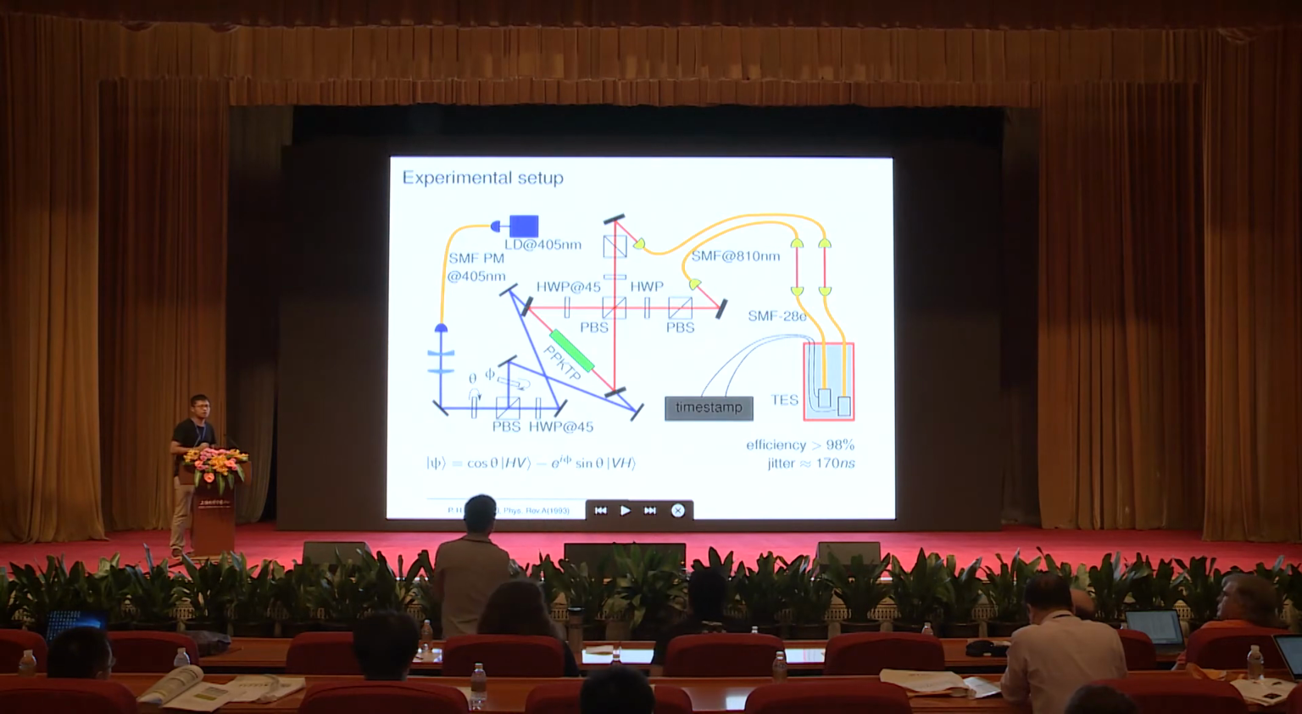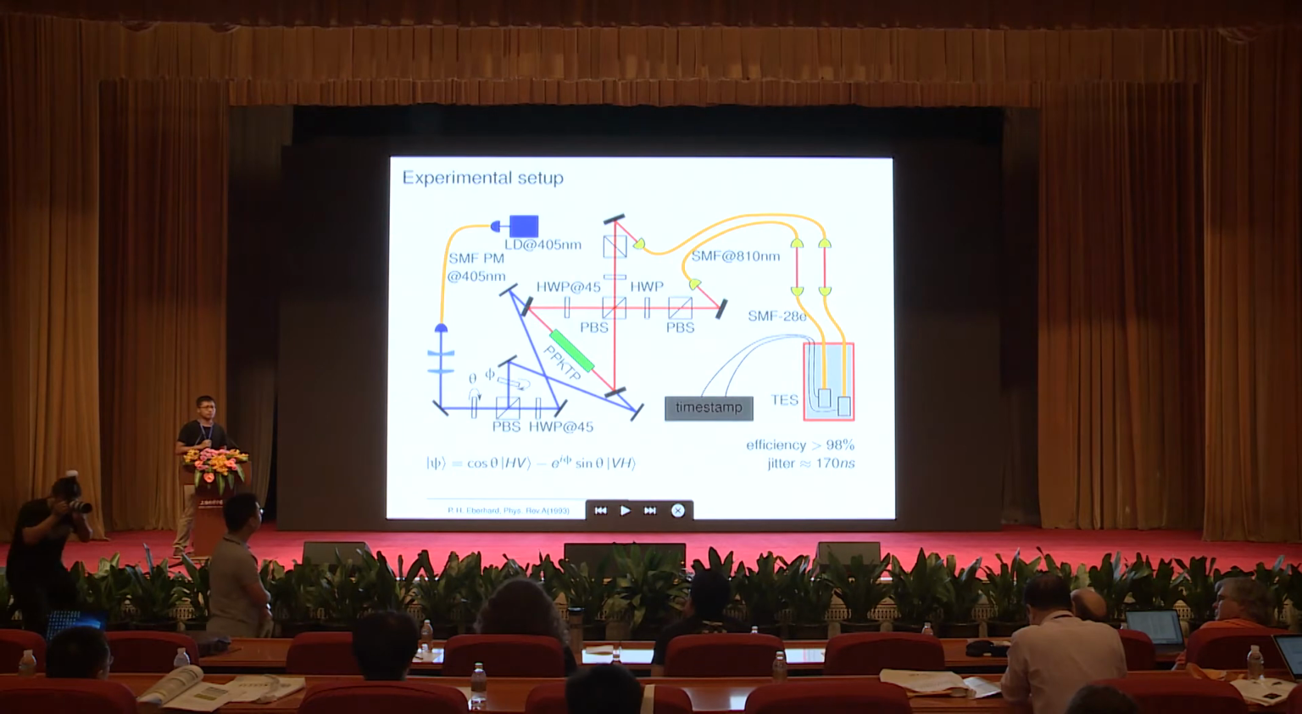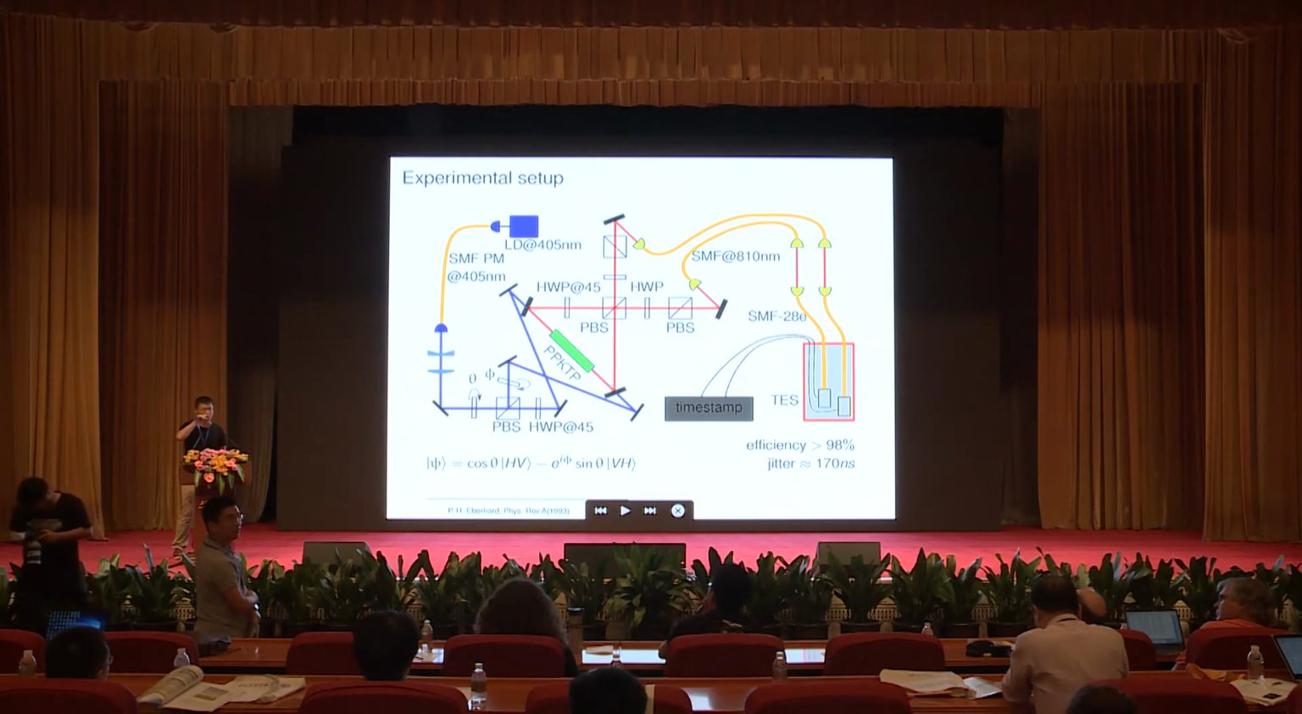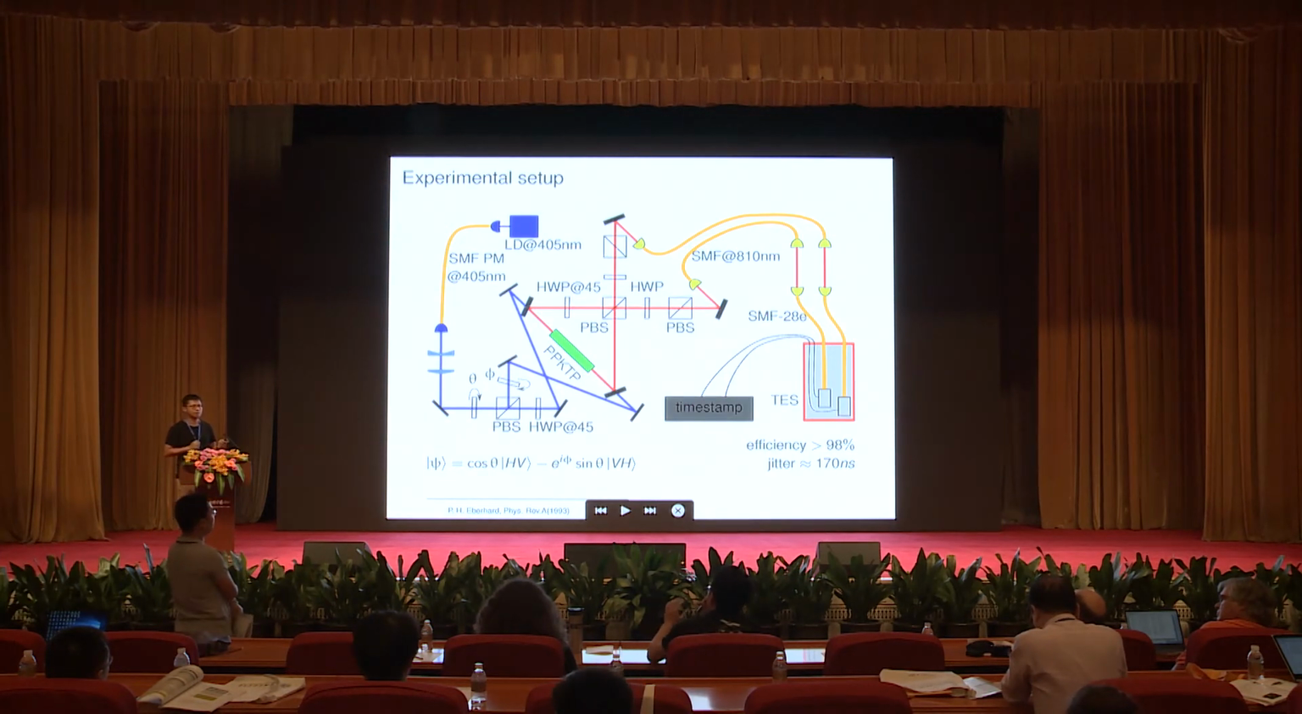For your time bin implementation, you have a lot of empty time bins not used, right? In your detection, you divide it, it's a CW, so a lot of time bins are empty, right? So I'm wondering, can you use these empty time bins to have a high dimensional DI QRNG implementation? Is it possible? Then your rate will be much higher.